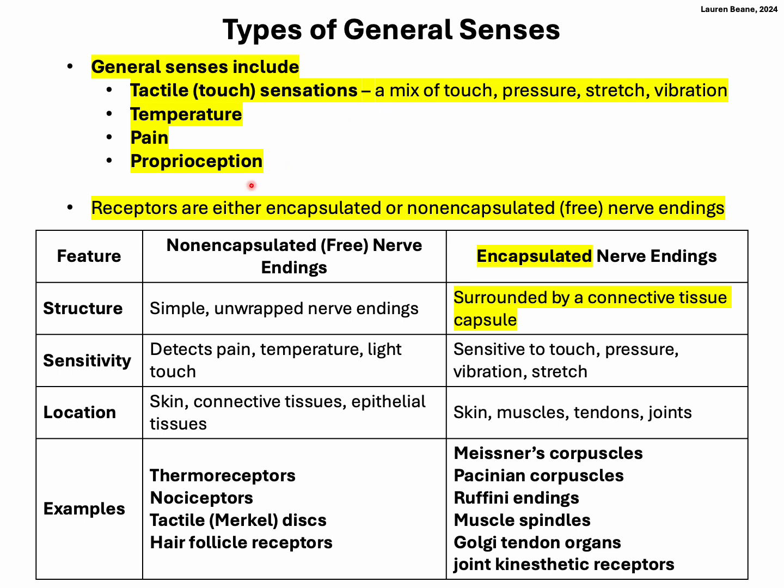We can classify these as either non-encapsulated free nerve endings or encapsulated. Those that are encapsulated are surrounded by a connective tissue capsule. So there is more connective tissue associated with those dendritic endings, versus the free ones, which are just raw, exposed dendrites. We're going to talk about the specific types listed as examples under each of these categories, and we're going to go into detail about each of those.